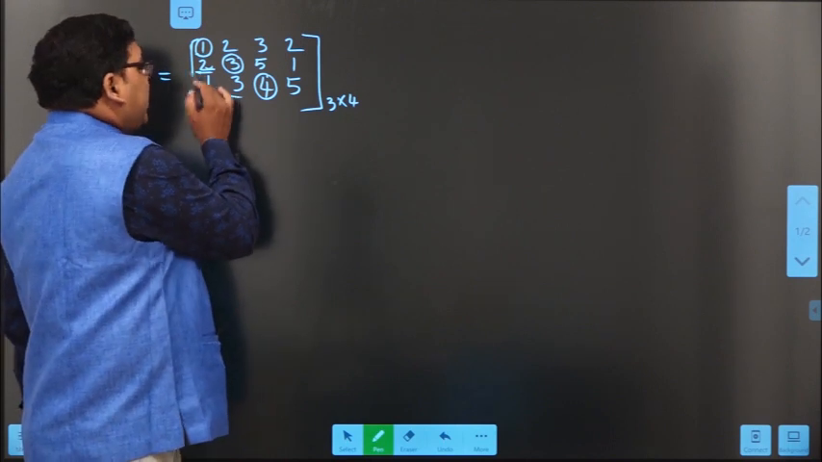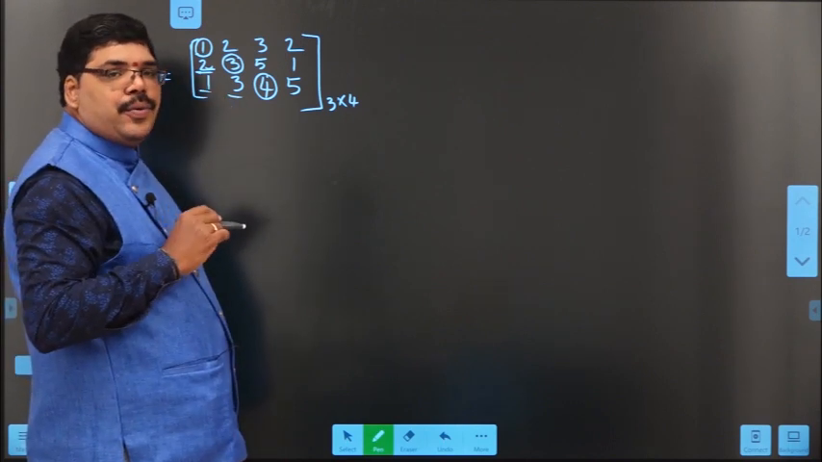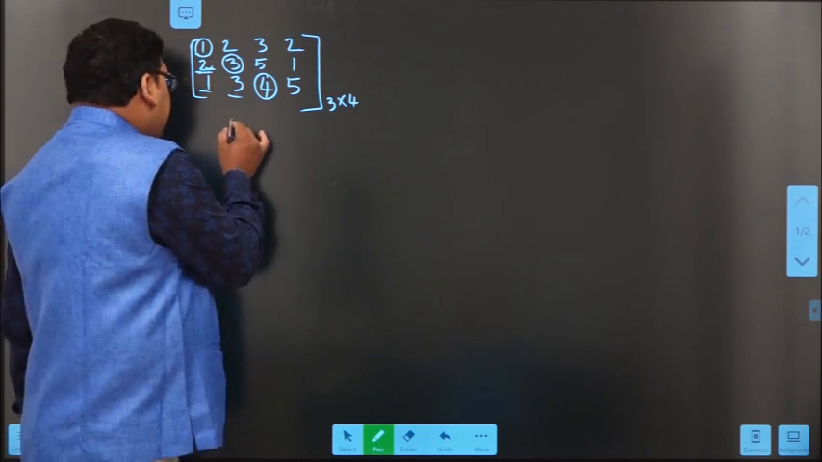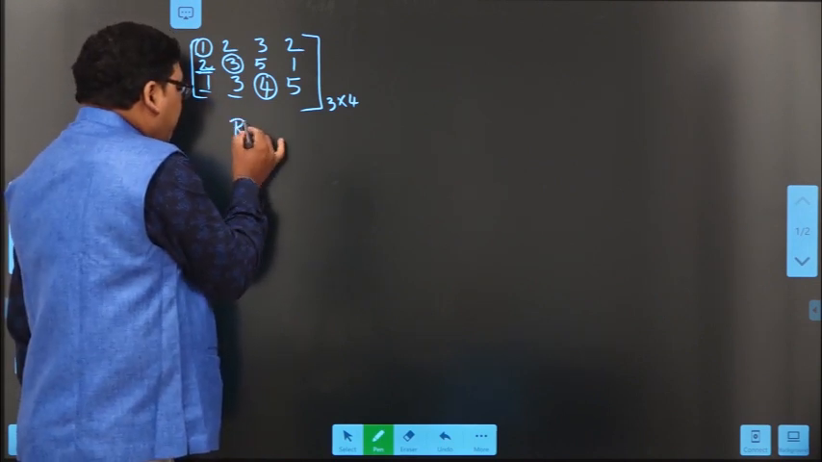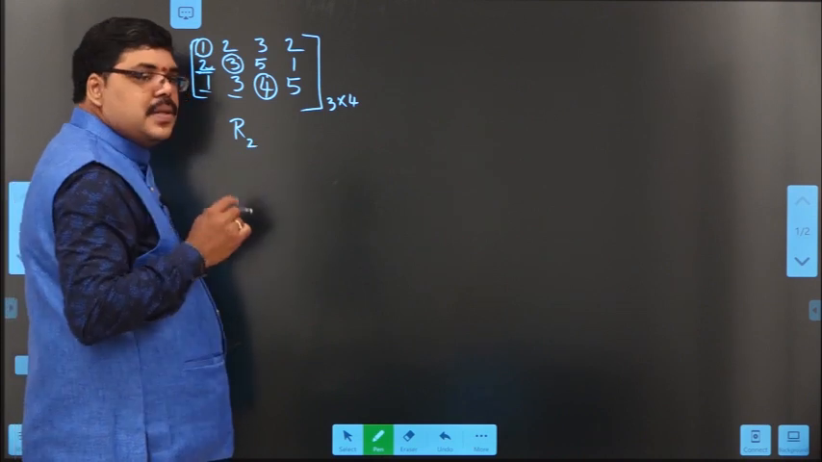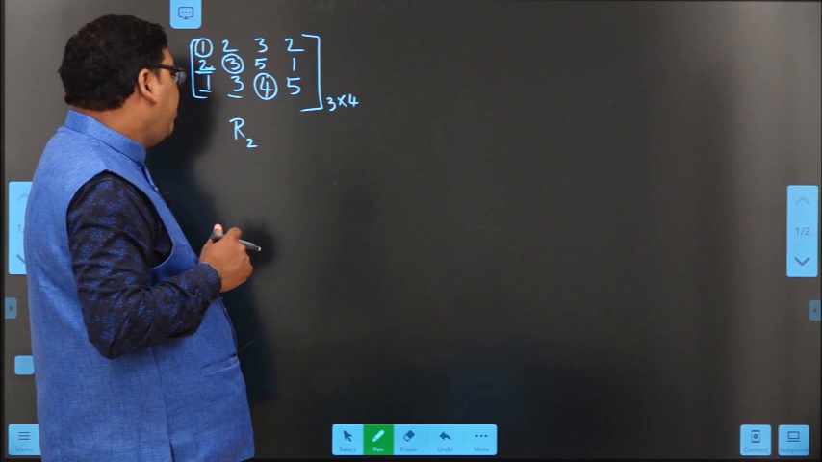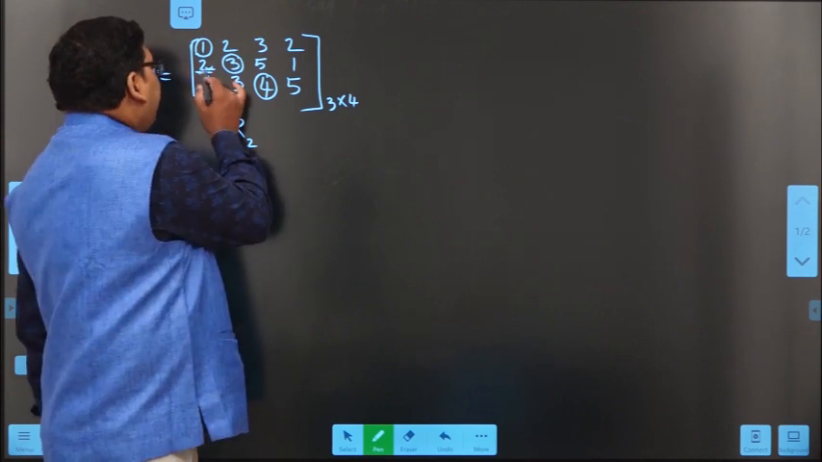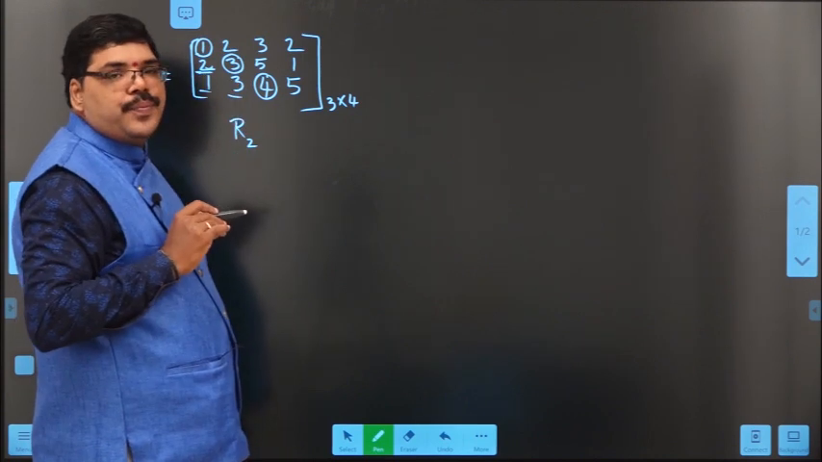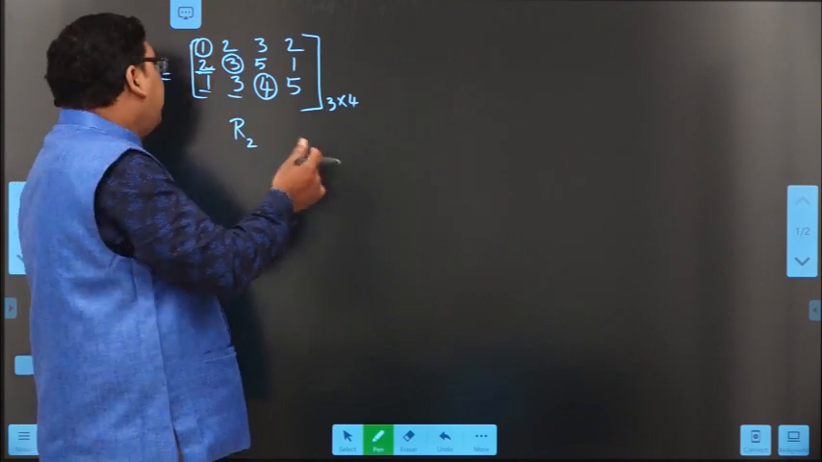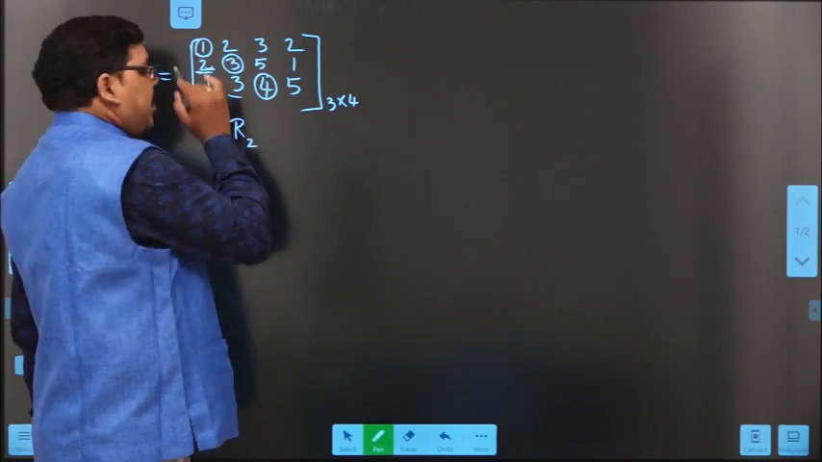So the element I want to change is in the second row. So I am going to change the second row, that means R2. The second row is represented by R2. I want to change this R2 so that the first position becomes 0. So for this, what are we using? We are using the first diagonal element.